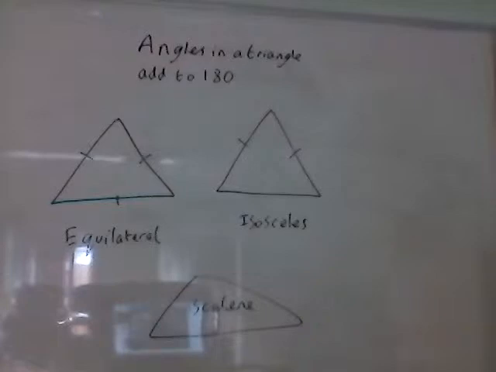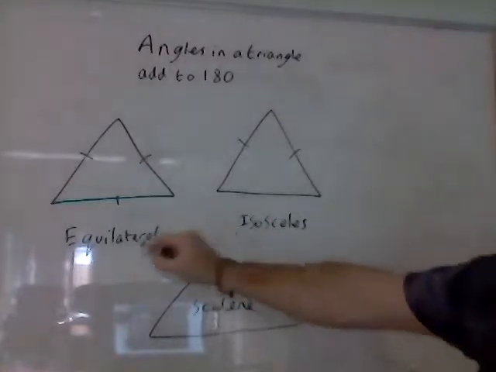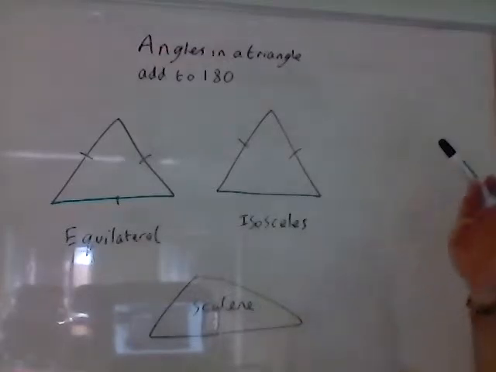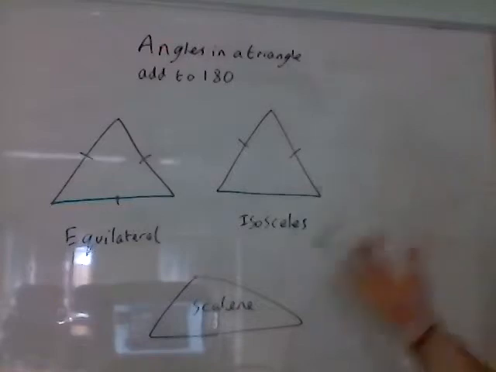Okay, so we're going to talk about the properties of triangles. We have our three types of triangle here. We've got an equilateral, we've got an isosceles, and we've got a scalene. Now, they all have slightly different properties. They've all got three sides.